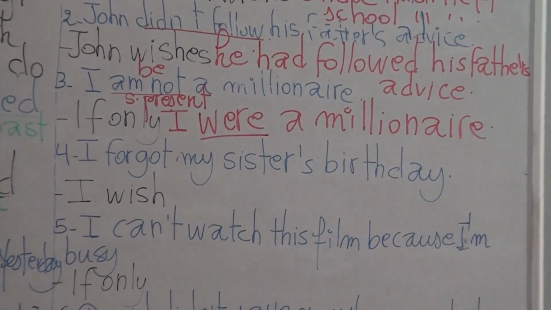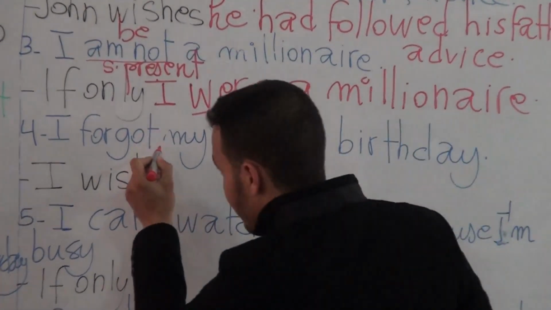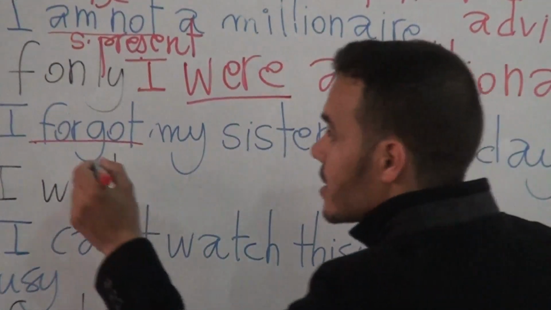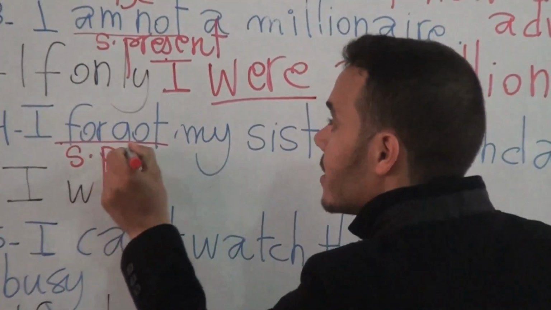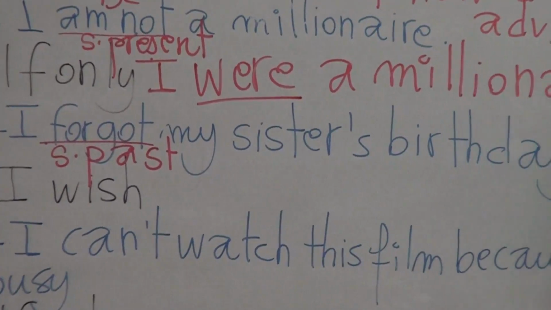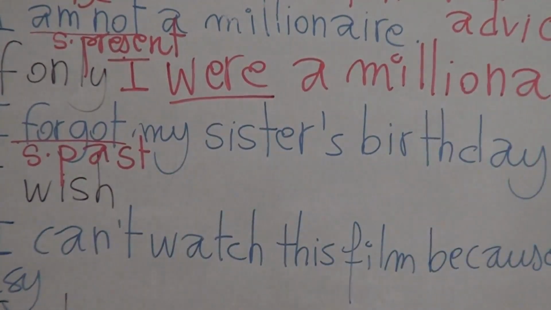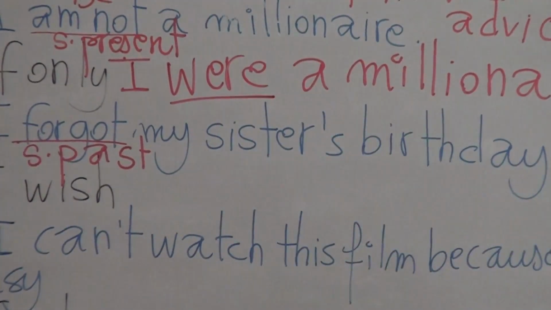I forgot my sister's birthday. So the verb is forgot. It's conjugated in the simple past. Right? I forgot my sister's birthday. So the verb to forget in the simple past. It means that we should make a wish about the past. So what can we say?